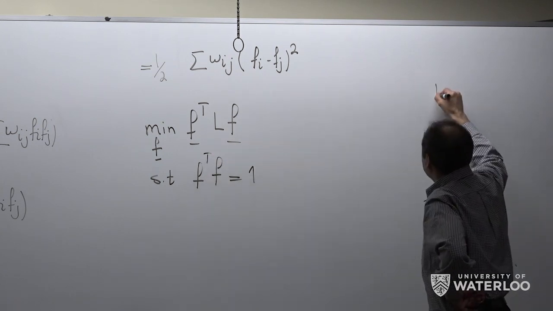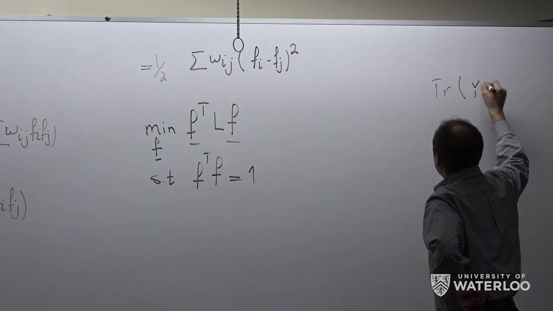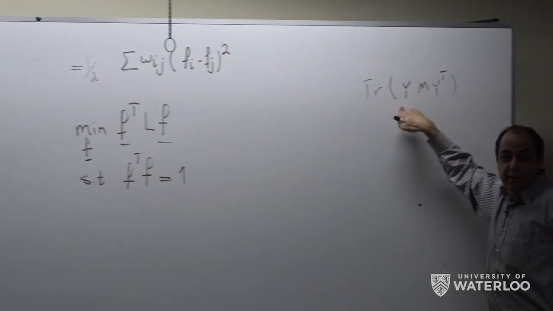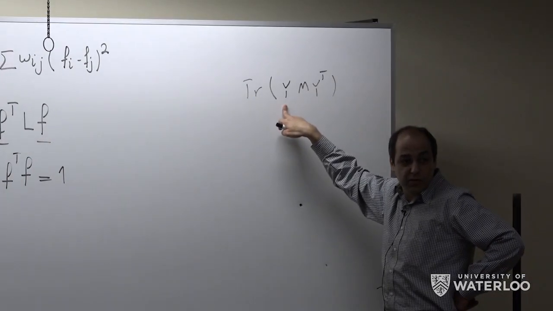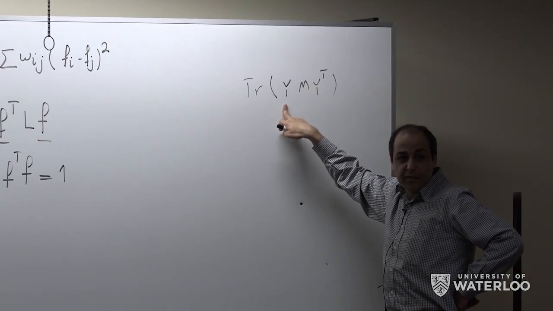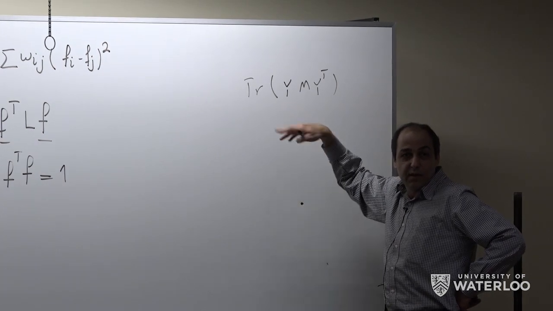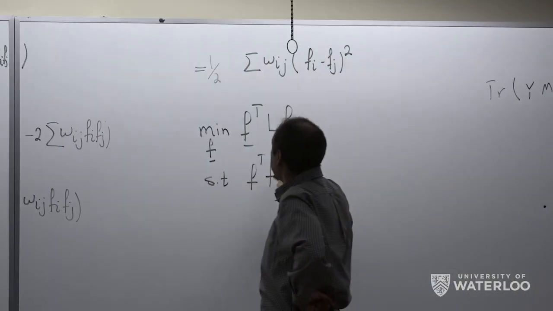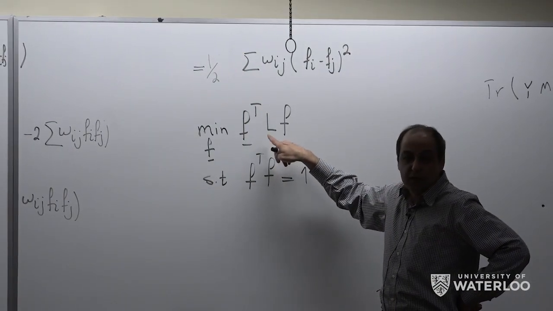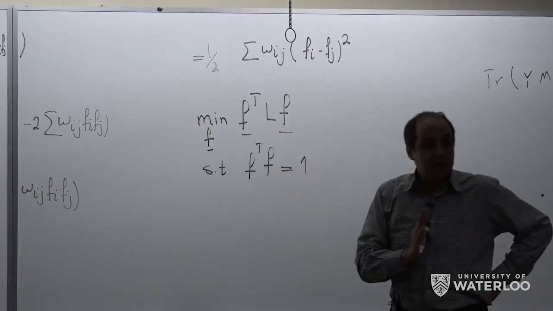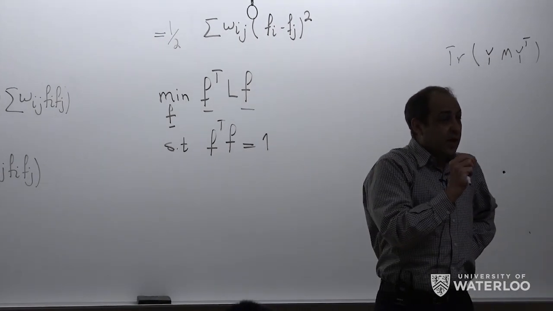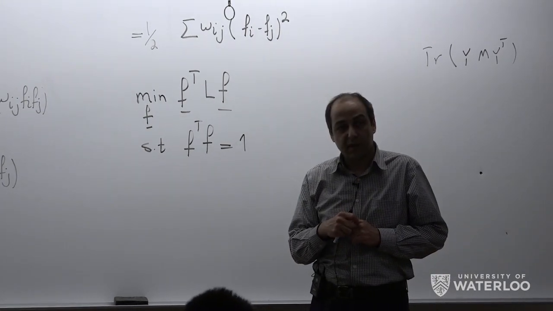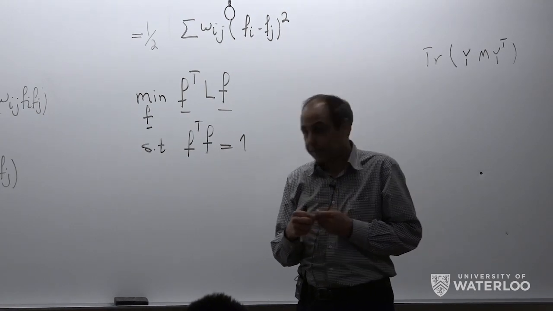In LLE, I had minimized trace of Y M Y transpose, and the solution was the minimum eigenvector of M. And the first eigenvector corresponded to 0 eigenvalue, right? So that's exactly the same. The solution to this problem is the minimum eigenvector of L. But the first eigenvector has an eigenvalue equal to 0. You have to ignore that one and take the second smallest one.